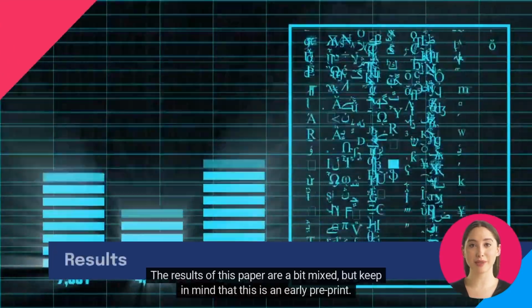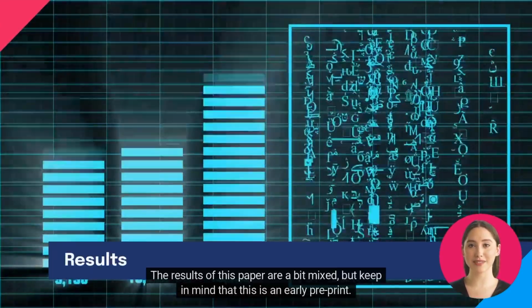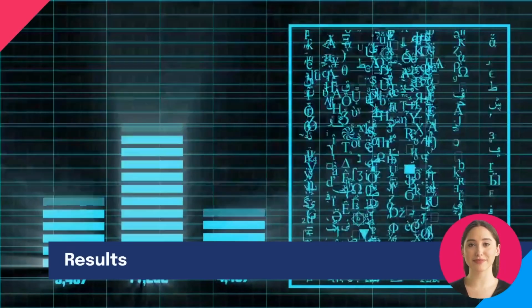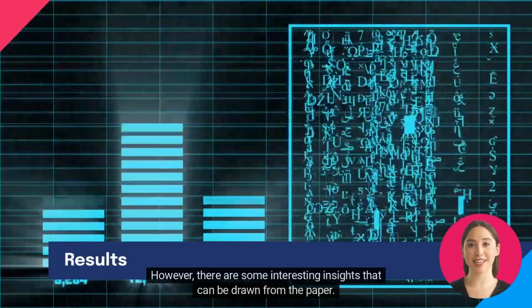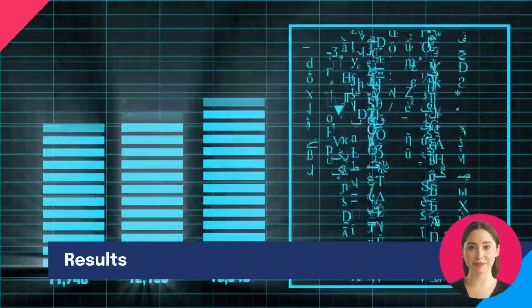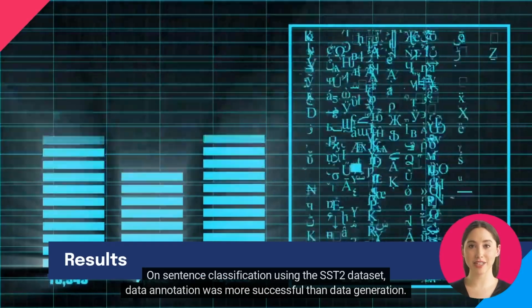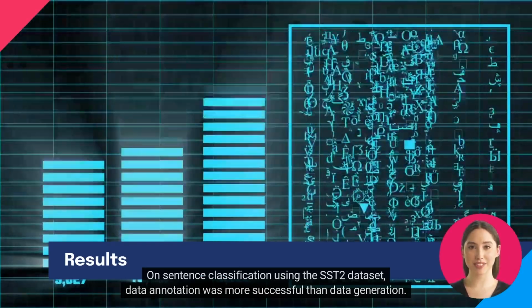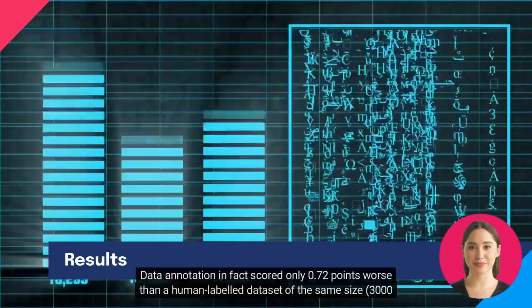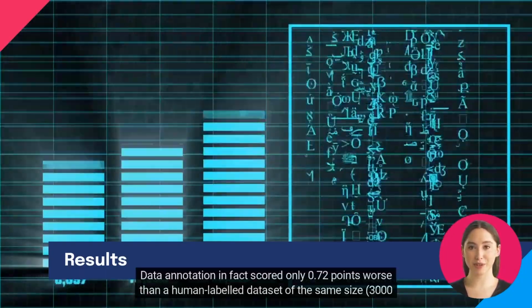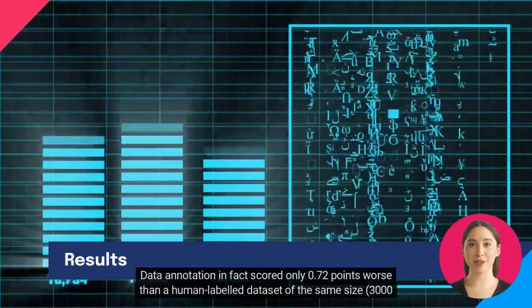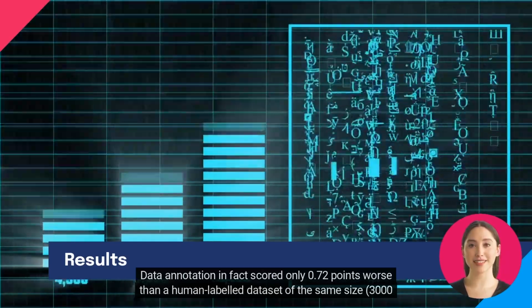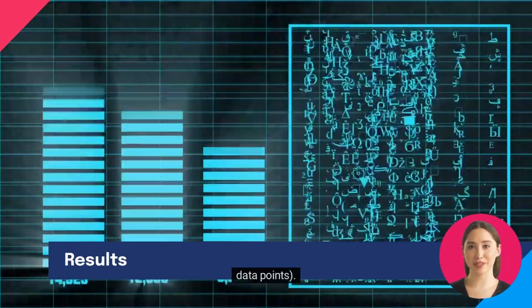The results of this paper are a bit mixed, but keep in mind that this is an early preprint. However, there are some interesting insights that can be drawn from the paper. On sentence classification, using the SST-2 dataset, data annotation was more successful than data generation. Data annotation, in fact, scored only 0.72 points worse than a human-labeled dataset of the same size, 3,000 data points.